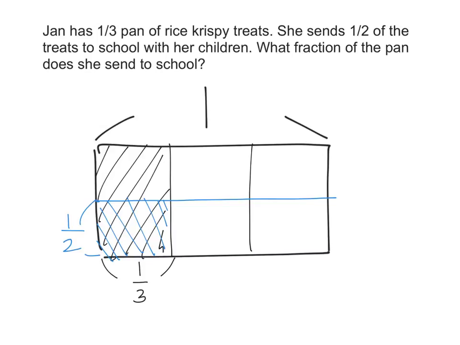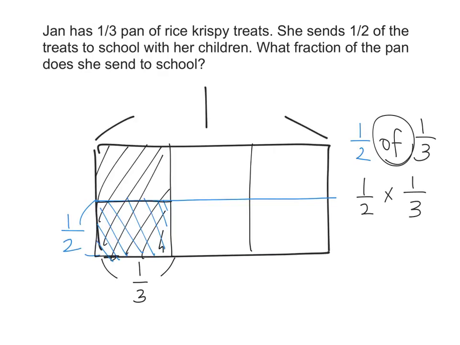Okay, so in this case, she's sending 1/2 of how much of the pan? 1/3. So make sure you write that on the side. 1/2 of 1/3. Now, how can we write that as a math expression? 1/2 times 1/3, because we know that the word of just means multiplication. Now, let's take a look. How much is shaded in both black and blue? One section out of a total of how many sections? 6. So 1/2 of 1/3 is 1/6.